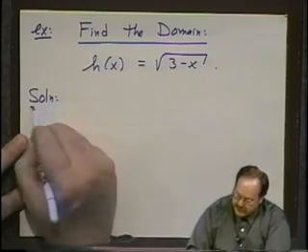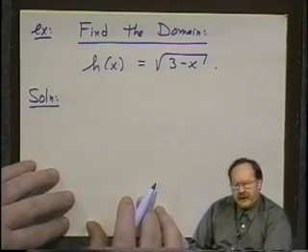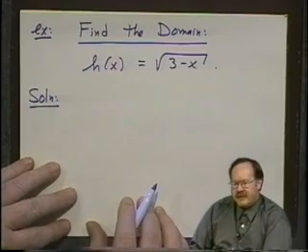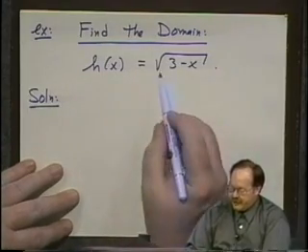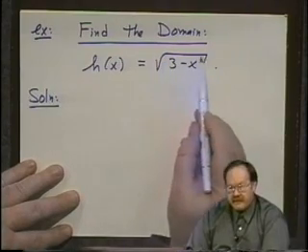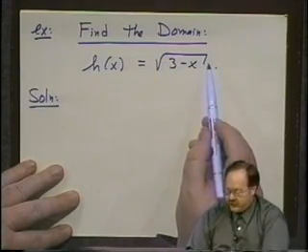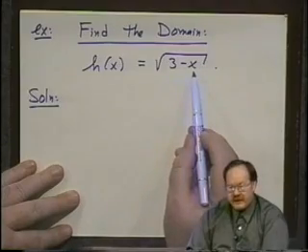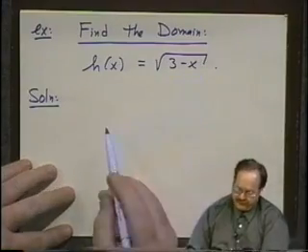The solution to finding the domain. Well, again, I look at this and I ask myself, what are the possible things that could go wrong? There's no division here, so I don't have to worry about division by 0. But I do have an even root, a square root, root 2. And so I do not want the inside ever to be negative.